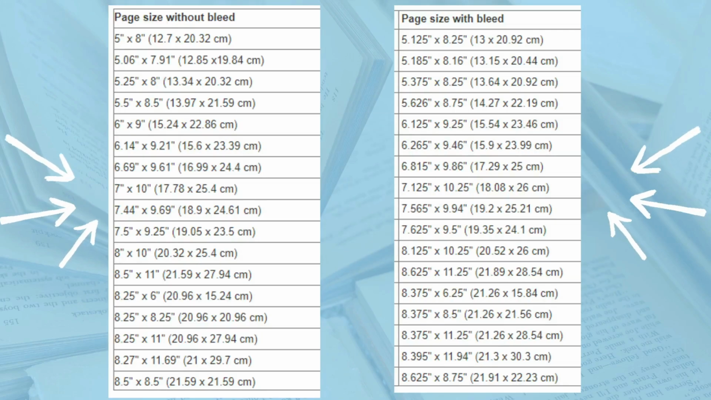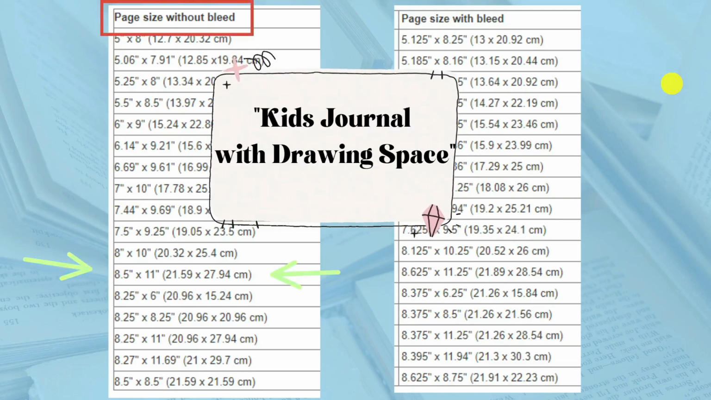Again, from Amazon's website, these are the page sizes without bleed and with bleed. So you can see the 0.125 is being added. A 5x8 becomes a 5.125 by 8.25. So we have to know before we even start exactly what size our book will be so that we can get the dimensions correct.